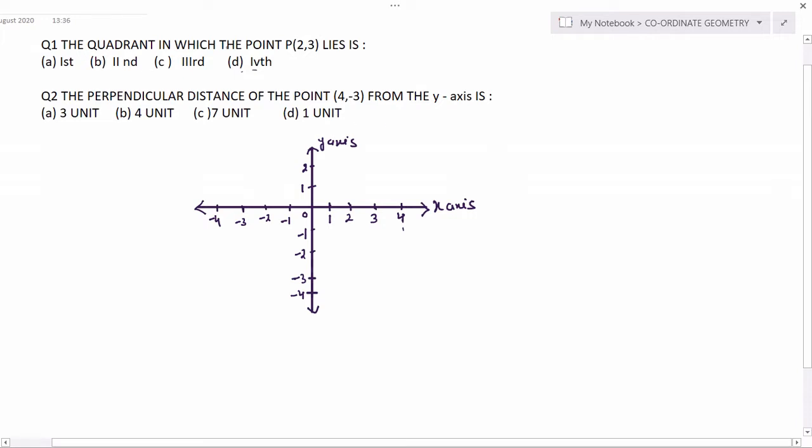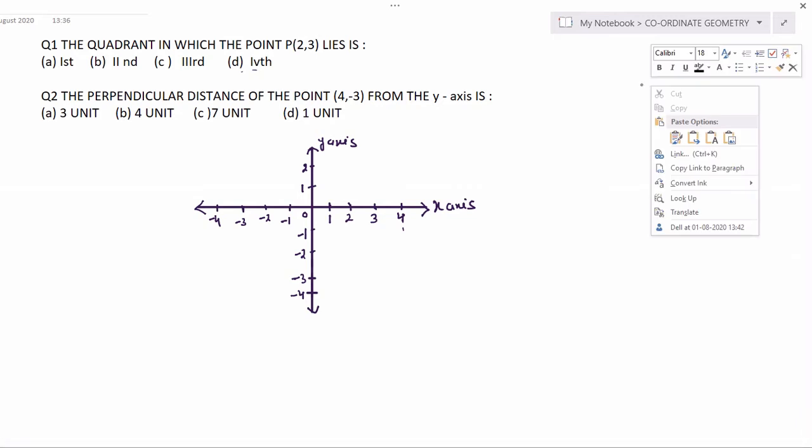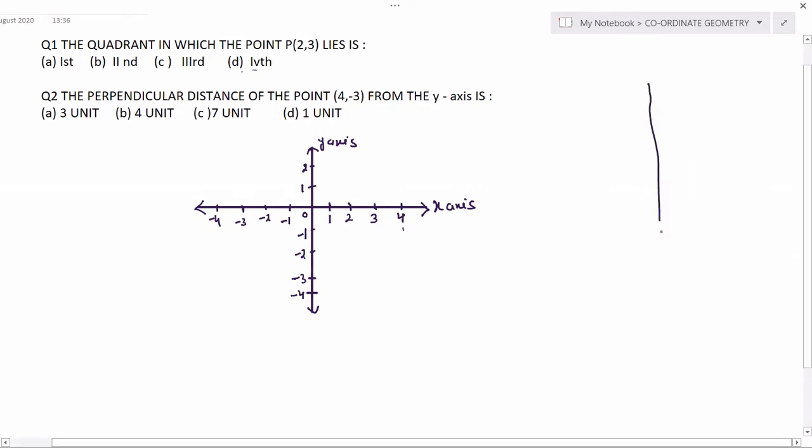The quadrant in which the point 2, 3 lies is. Now you have to tell this point will lie in which quadrant, right? So before I start these questions, I just want to explain to you the Cartesian plane. All of you have remembered that when you did this chapter, you learnt about the Cartesian plane. Now, when in a plane surface you draw two perpendicular lines, these two perpendicular lines divide the whole plane into 4 parts.